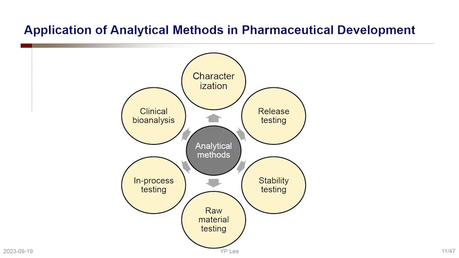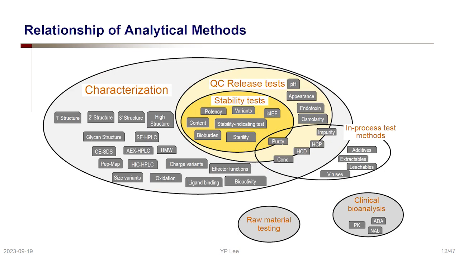In CMC, these analytical methods are applied to different domains. For example, characterization or product release testing, stability testing, raw material testing, in-process testing, and also for the clinical trials. Actually, there is a need for clinical bioanalysis to be implemented. As we develop drugs, sometimes people are confused about the relationship of different domains of drug development, like characterization, release testing, and stability testing, and others.